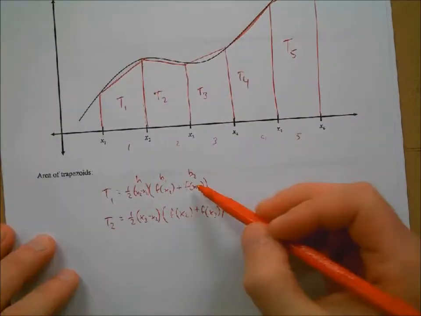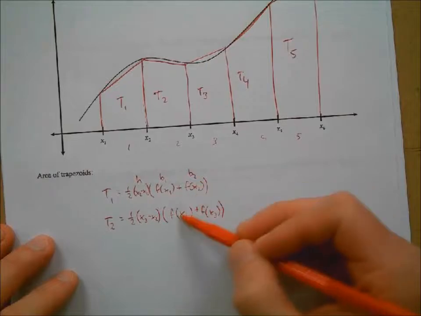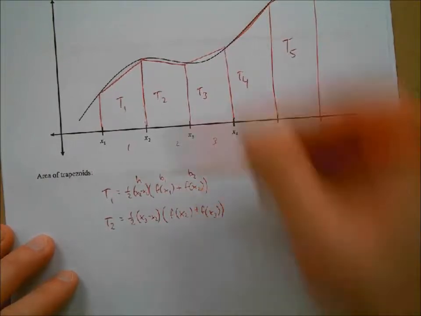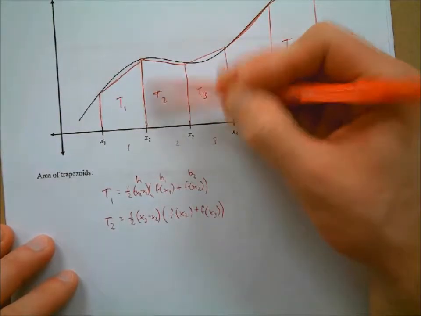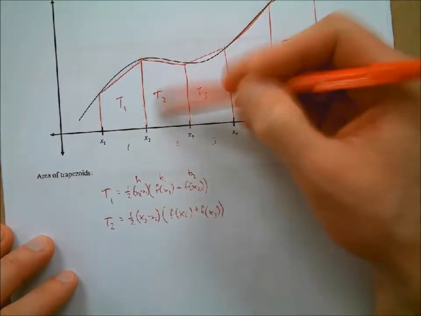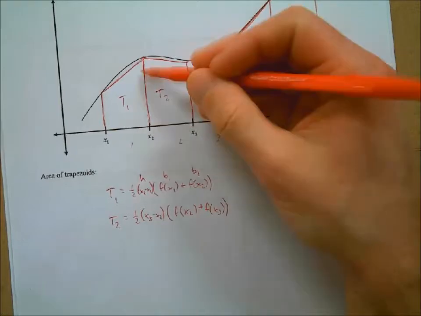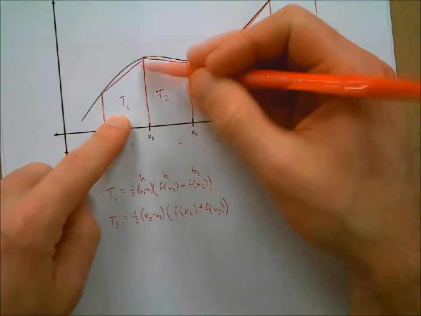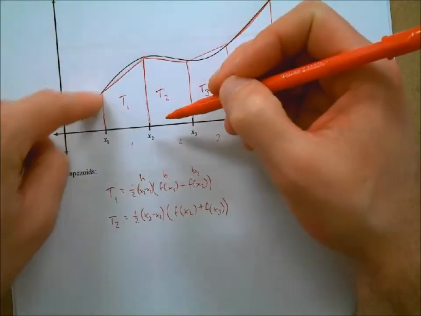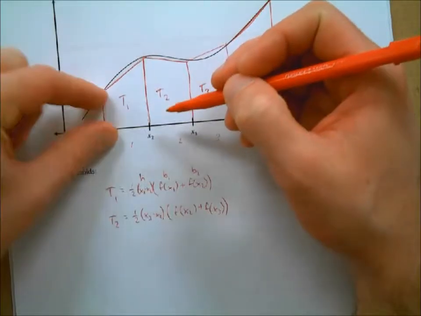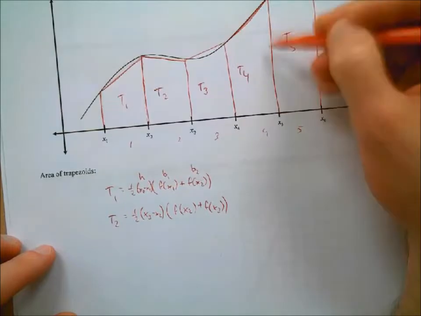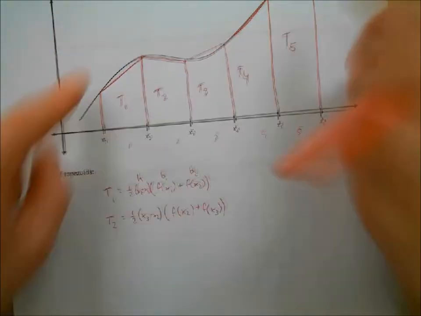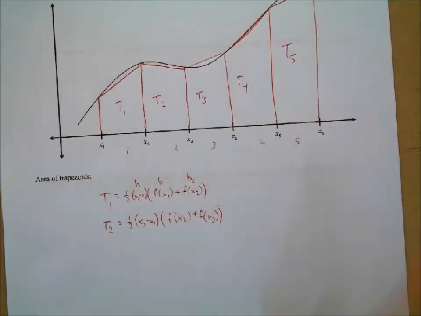You'll see that f of x sub 2 is going to be used twice. Once as the right side of trapezoid 1, but trapezoid 2 is going to use that f of x sub 2 as the left side of trapezoid 2. So trapezoid 1 and 2 both use f of x sub 2 for their bases. But then x sub 1, the very first side there, only gets used once. So this will be used twice, this will be used twice, this will be used twice, this will be used twice, and then of course our very left and rightmost sides will only be used once.